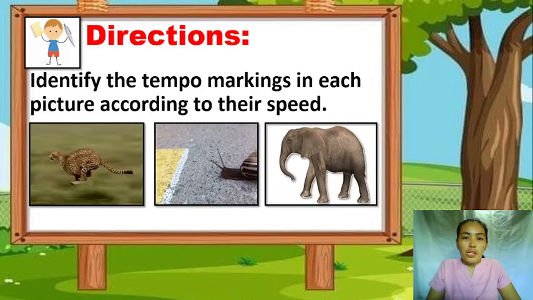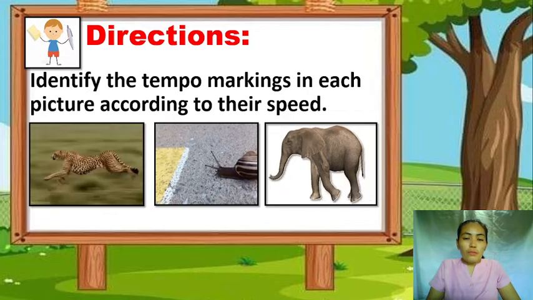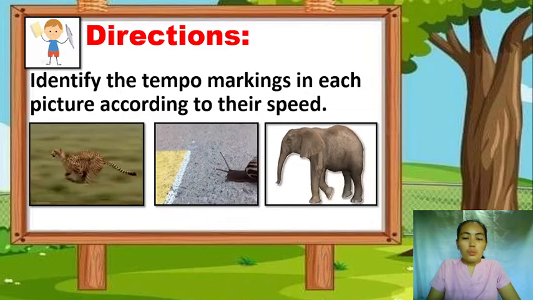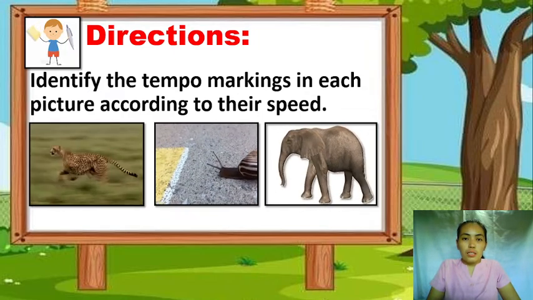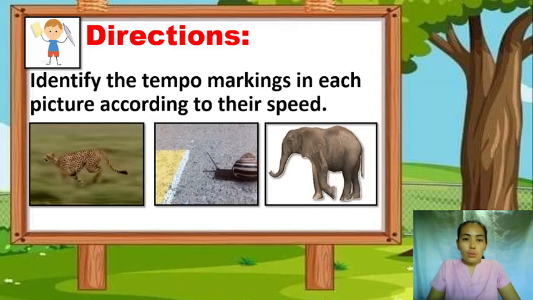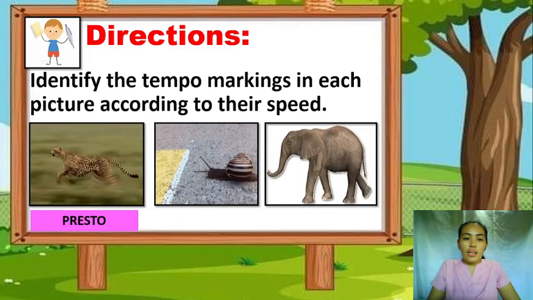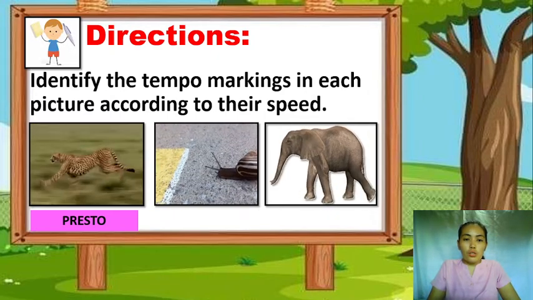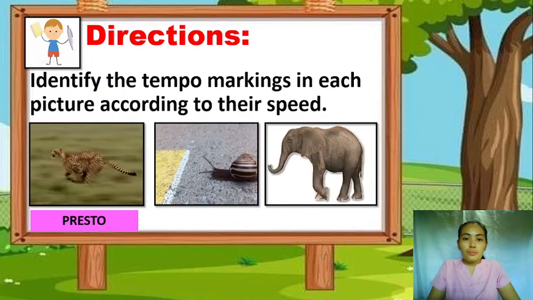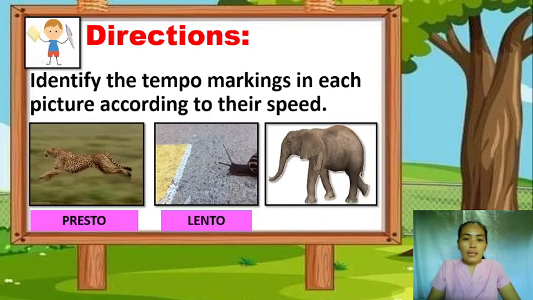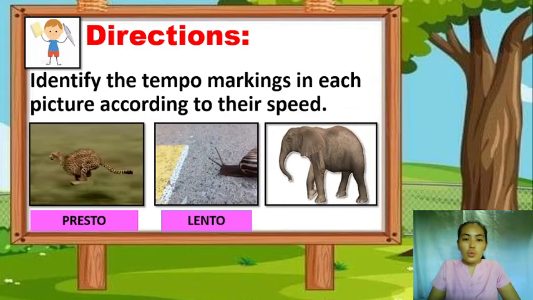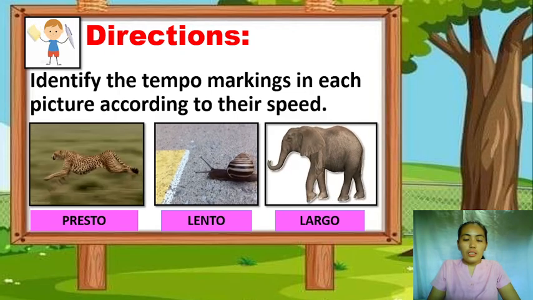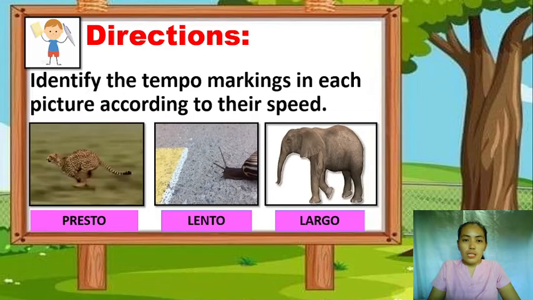Before we proceed to our new lesson, let's have first a review of our last topic. Identify the tempo markings in each picture according to their speed. In the first picture, what tempo? The answer is presto. Very good. How about the second picture? The snail is scrolling. The answer is lento. The last one, an elephant is walking. What's the answer? It's largo. Very good. Now let's proceed.